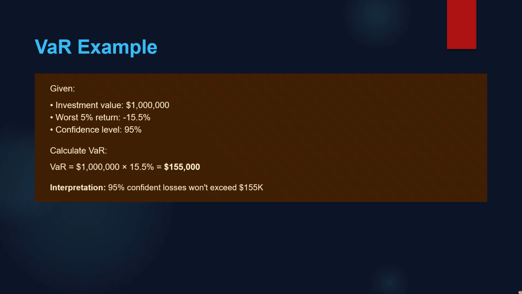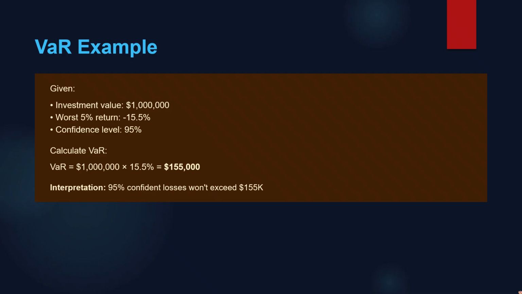Let's work through a VAR calculation example to make this concrete. Given an investment of $1 million, the worst 5% return is minus 15.5%, confidence level 95%. The VAR will be 1 million times 15.5%, which is equal to 155,000. What does it mean? We are 95% confident that losses will not exceed 155,000. Alternatively, there is only a 5% probability, roughly 1 time in 20, that losses will exceed 155,000.